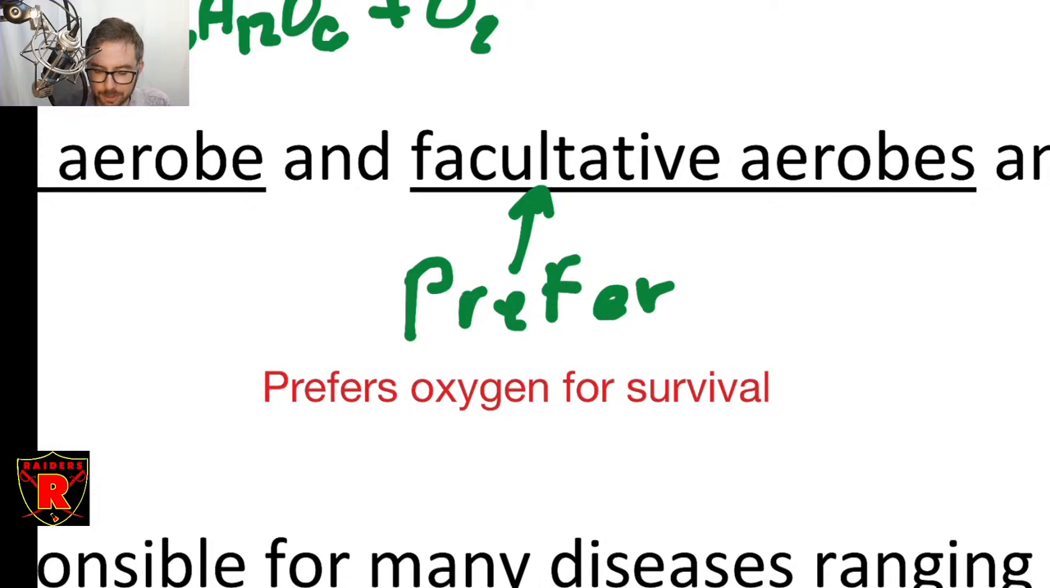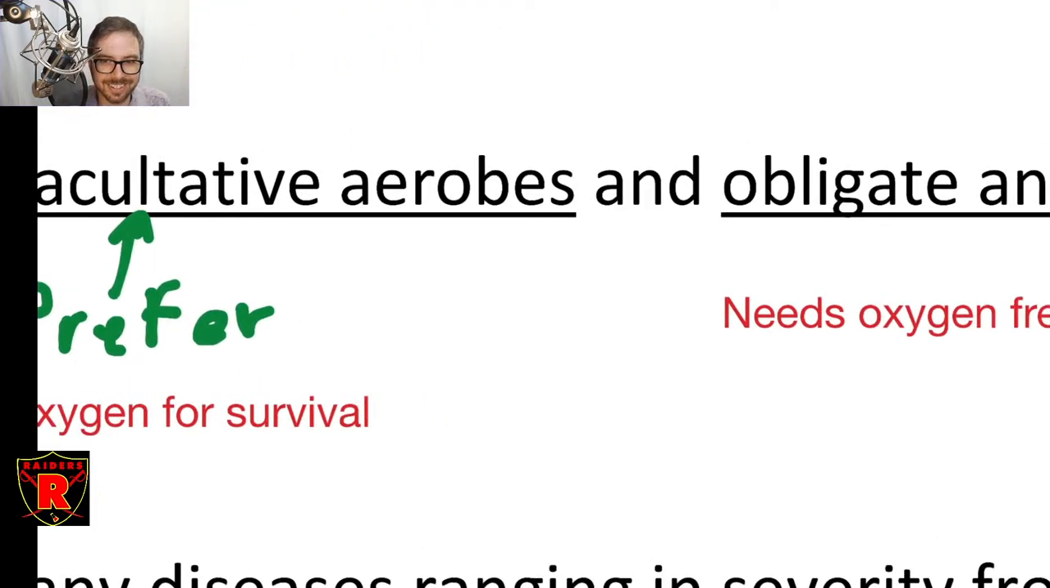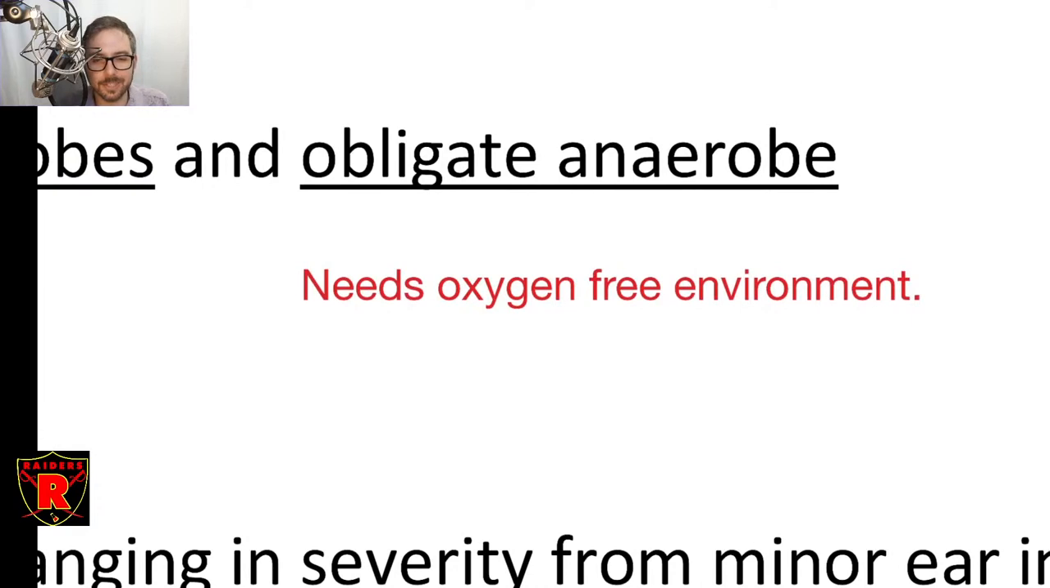There are also bacteria that hate oxygen. So bacteria that can't stand oxygen, that will die in the presence of oxygen, are called obligate anaerobes. In other words, they need an oxygen-free environment to survive. And I didn't write it down here, but there are also facultative anaerobes. A facultative anaerobe is a bacteria that would prefer an oxygen-free environment, but it can survive with oxygen. Oxygen doesn't kill it, it just means that it grows slower.